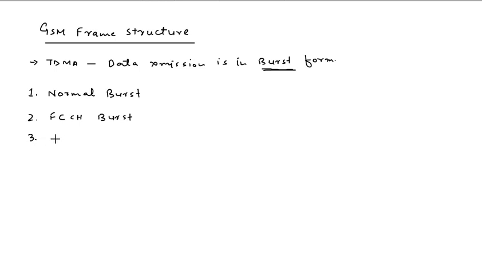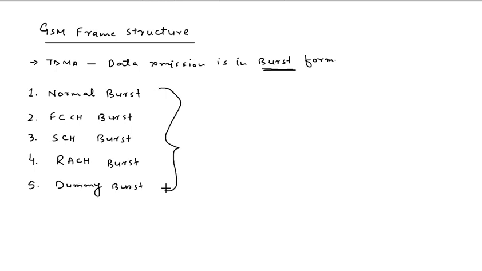Then, number three, we have SCH Burst, that is your synchronizing channel burst. Number four, we have RACH Burst, that is your random access channel burst. And the last one is your dummy burst. So these are your different data bursts which are used to transmit the data in GSM technology. And in today's lecture, we have to study about all these five different formats. So we will start with normal burst, that is your first one.